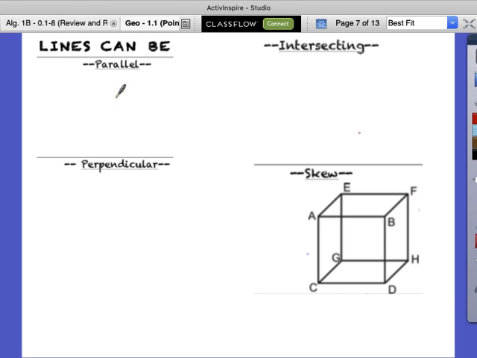So, these parallel lines, they are in the same plane. This is something new to us. They're in the same plane, and they never cross. They don't cross or intersect, or touch is another way we word it. They don't cross, intersect, or touch.